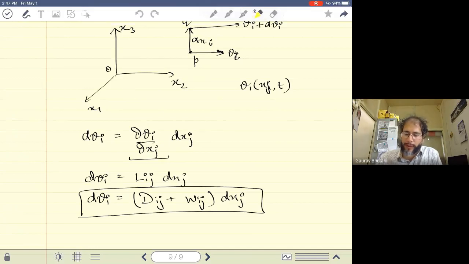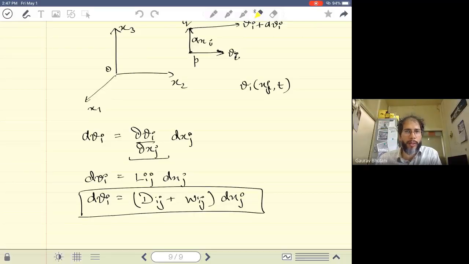So here we have a point small p and a point small q. The point small p has a velocity vi, and a point small q, which is around p, has a velocity vi plus dvi. So this is the definition of differential velocity dv.